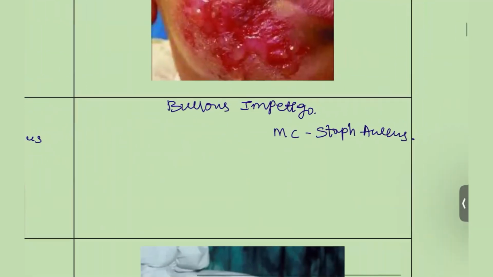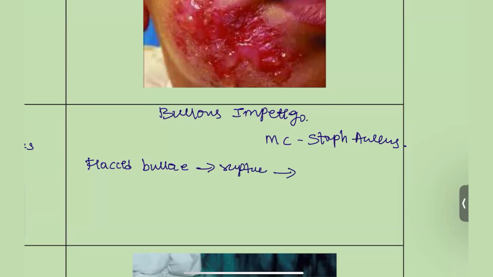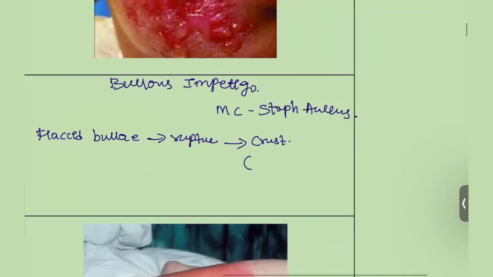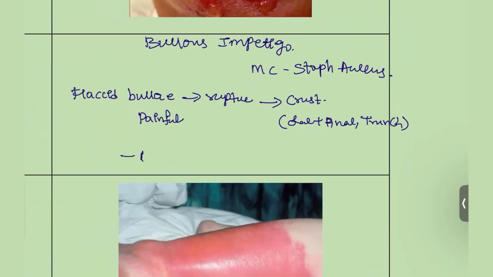And next, bullous impetigo: extensively, bullae will be present, and these are flaccid bullae. When they rupture, they form a crust, but not honeycomb type. This crust is not honeycomb. Usually they involve the oral and anal region and also the trunk, and are very painful. This is bullous impetigo, and these patients need oral antibiotics.